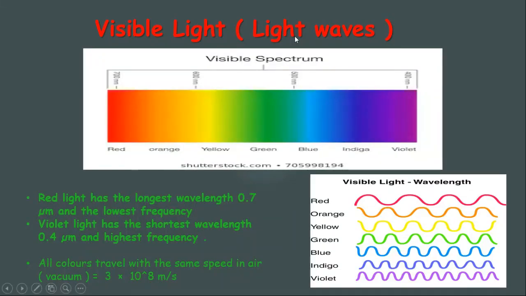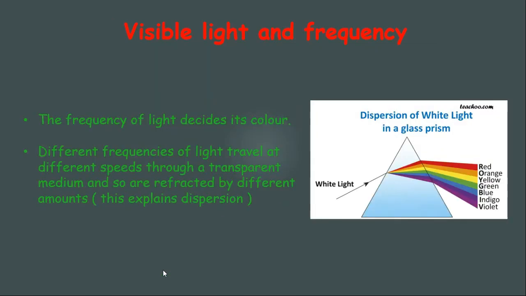Good. Red light has the longest wavelength, 0.7 micrometer, and the lowest frequency. You have to memorize this number. Violet light has the shortest wavelength, 0.4 micrometer, and highest frequency. All colors travel with the same speed in air or vacuum, which is 3 times 10 to the power of 8 meter per second. We said that before, no need to repeat it.